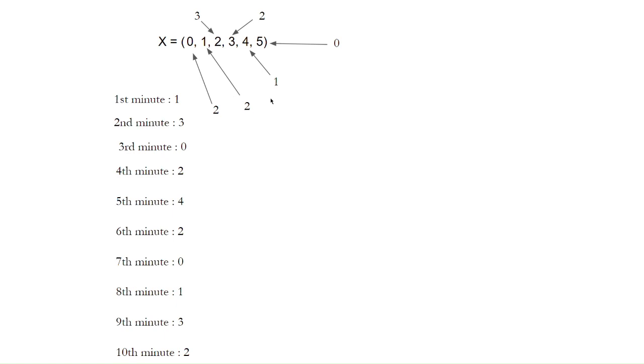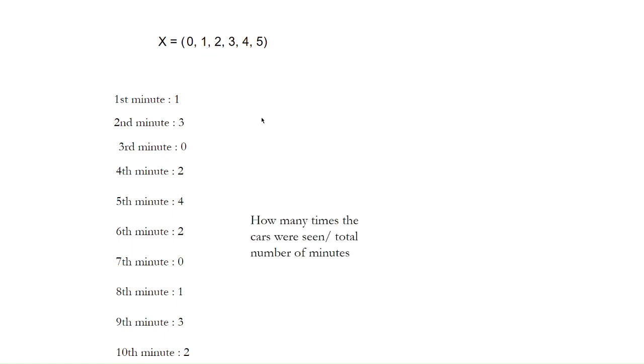Now we have to find the probability of 0 cars, 1 car, 2 cars, or each of these numbers actually occurring. To find that, we take this number right here, this 2 for example, which is how many times that number of cars was seen in a minute, divided by the total number of minutes, which is 10 in this scenario.